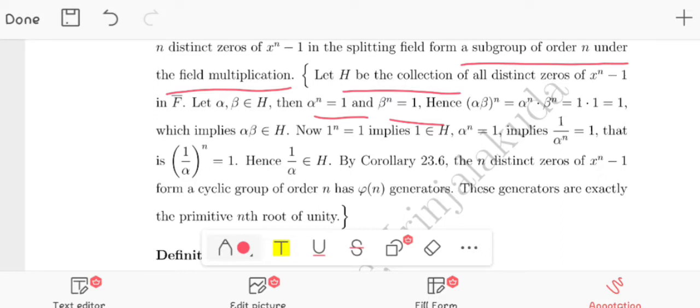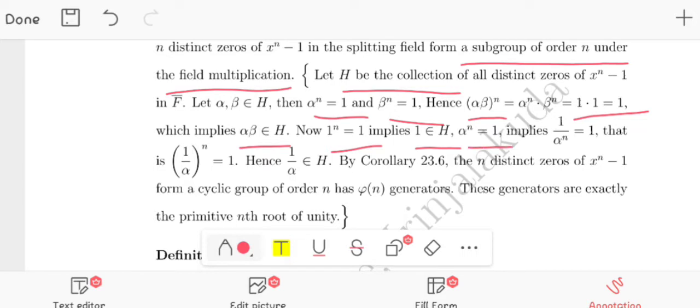exists. So first of all, (αβ)^n = α^n · β^n, which is equal to 1 · 1 = 1, which implies that αβ ∈ H. So it is closed under multiplication. Now 1^n = 1, which implies that 1 ∈ H. So therefore identity element exists.